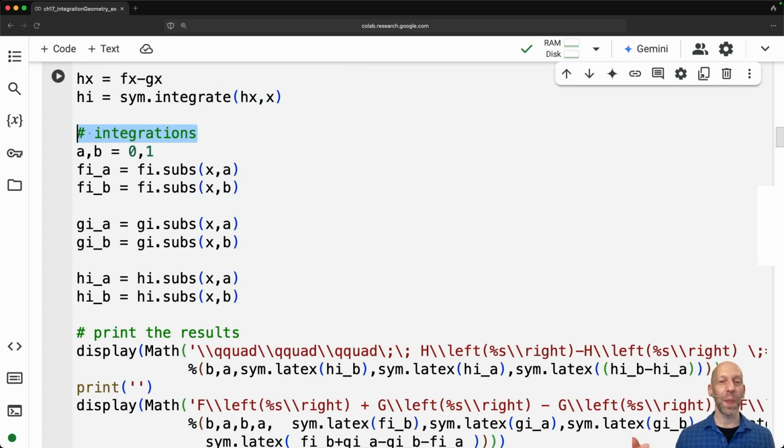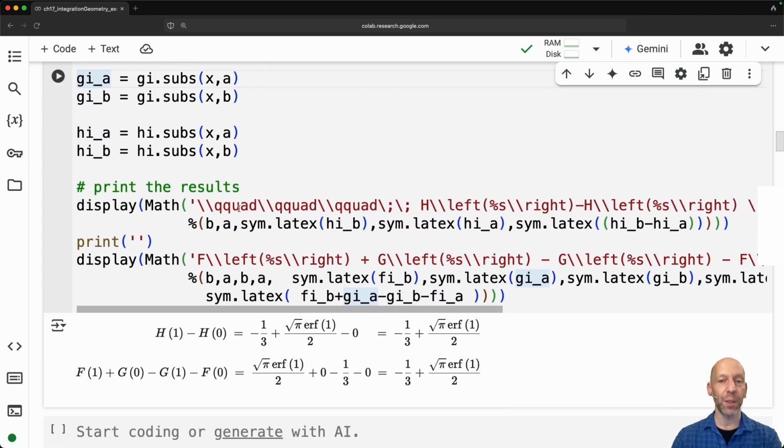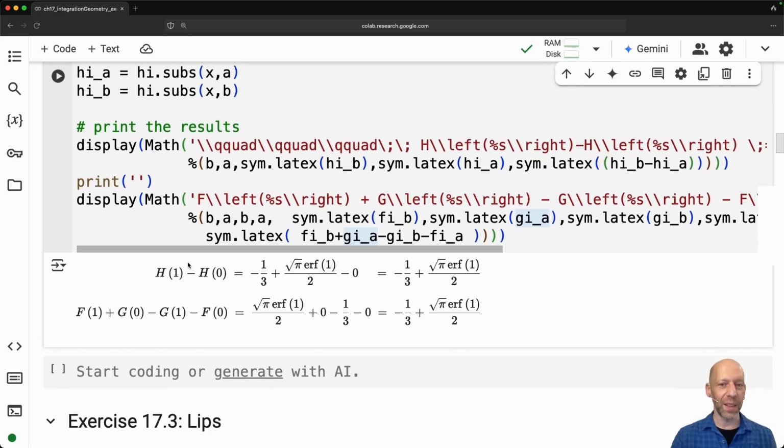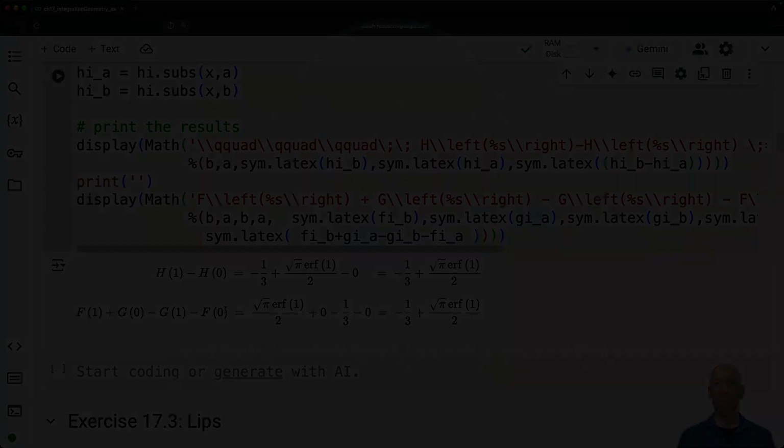But this is setting up or evaluating all of the integrals at the bounds a and b. So I have fi, this is the indefinite integral or the antiderivative of function f, evaluated at a. So that's how you read this variable name. And so on for b, and then repeating that for functions g and h. And then here is where I'm printing out the results. So there's a lot of LaTeX coding in here, but essentially this is just showing the equivalence between these two expressions of the fundamental theorem of calculus part 2, whether we express one function, so function h, as the difference between f and g, or whether we explicitly write out this form of the fundamental theorem of calculus for both functions f and g.